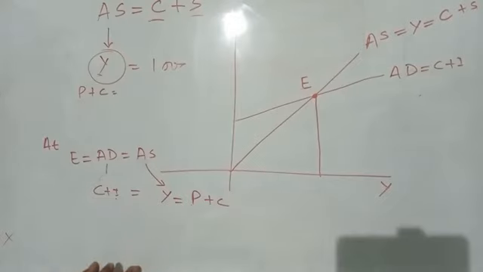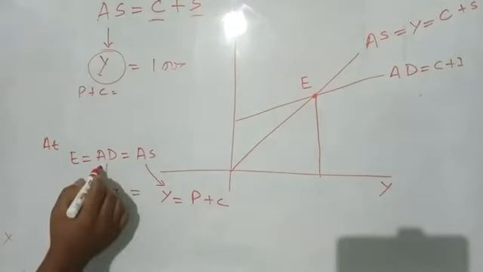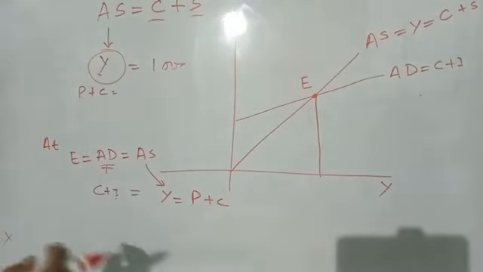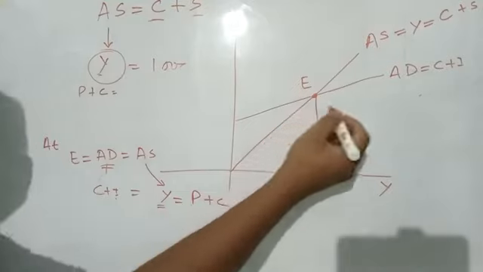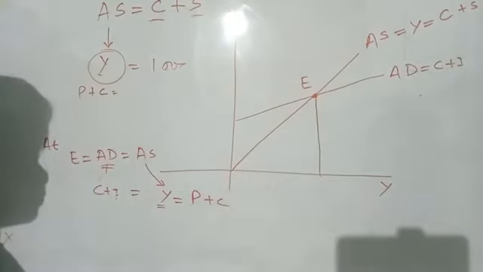That means how much you want to buy, which is aggregate demand, how much you want to consume and invest, is actually equal to your income. That is why this E is also called the equilibrium point. And the rest of the things we'll discuss in the next video.